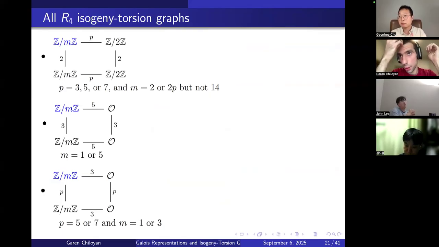No. I think my classification of isogeny-torsion graphs is complete. That's my answer to you. Your question is missing a property. You want to say cyclic. Can we have different isogenies between elliptic curves? Can we have rational elliptic curves that are connected by isogenies that are rational?